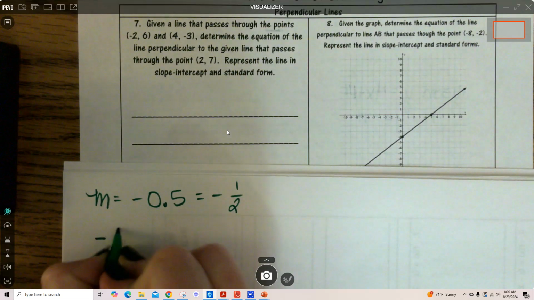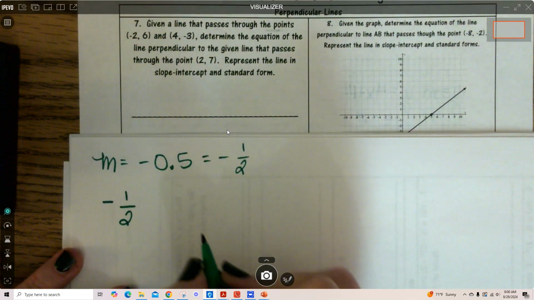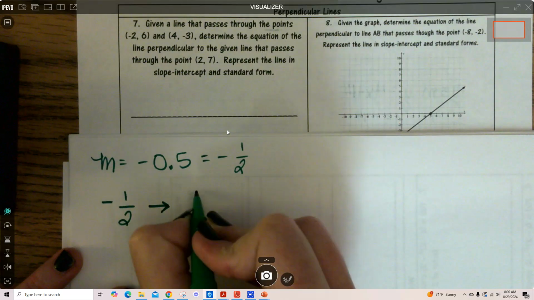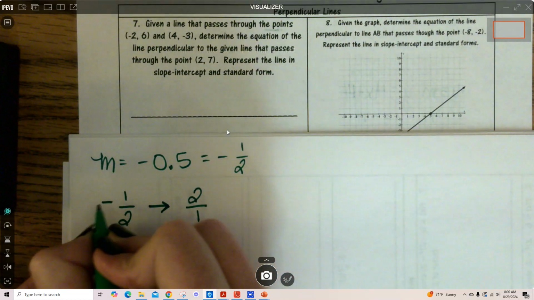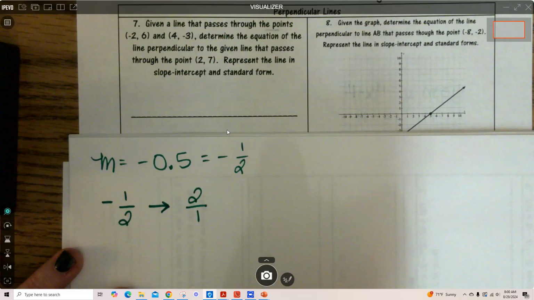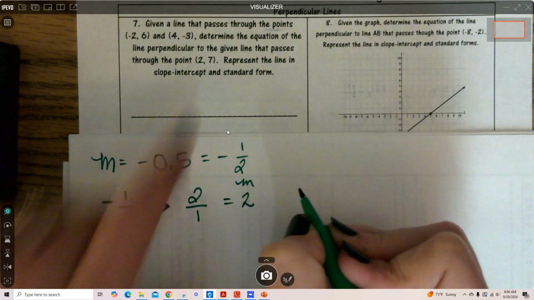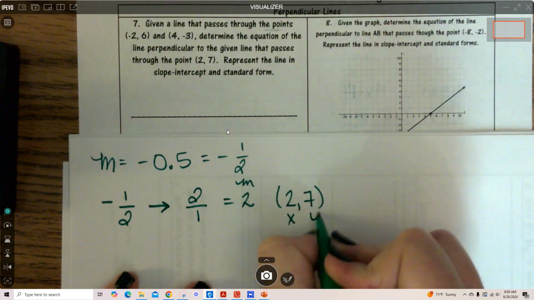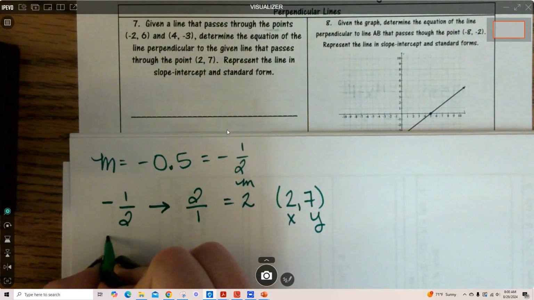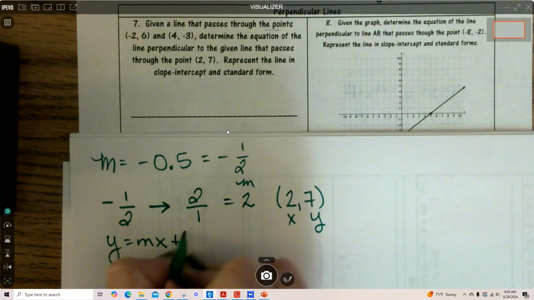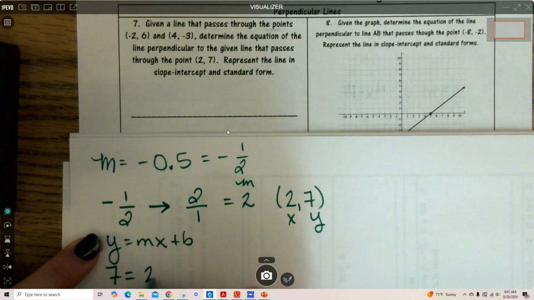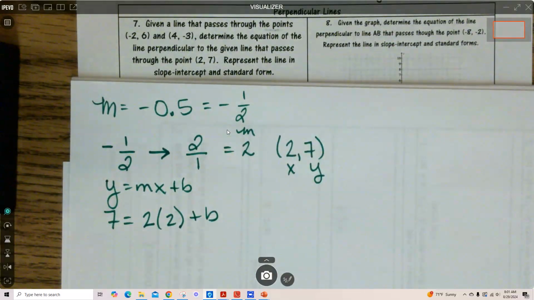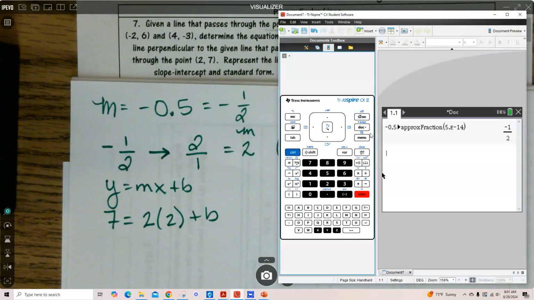Perpendicular. So negative reciprocal. We have to flip the fraction on its head and change the sign. So if it's negative, it becomes positive. 2 over 1 is just a 2. That's my slope. And then here's the ordered pair that we need: 2, 7. All right, slope-intercept form. So y is 7, m is 2, x is 2, plus b. So now we can solve for the b value.